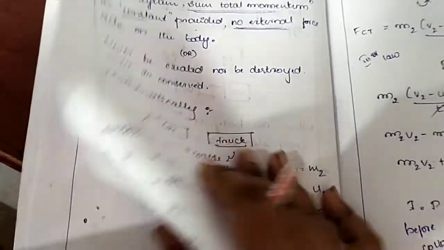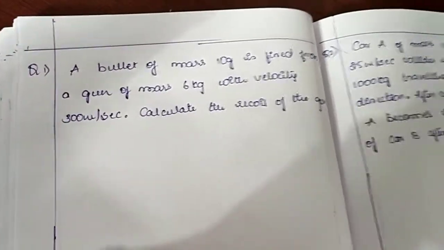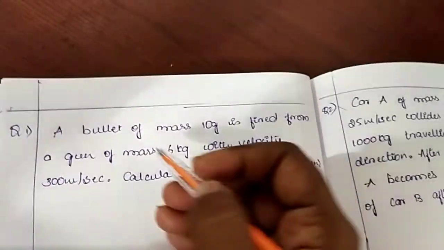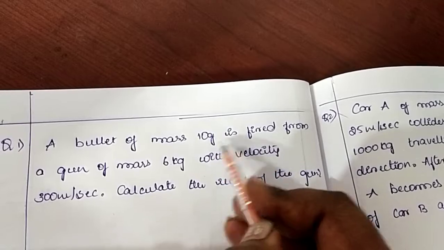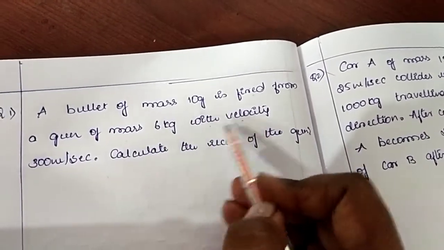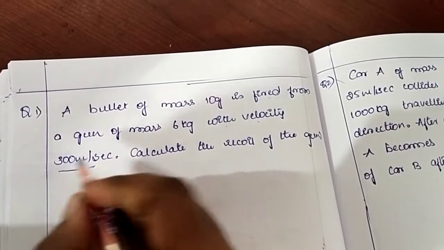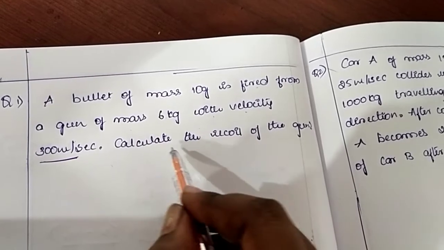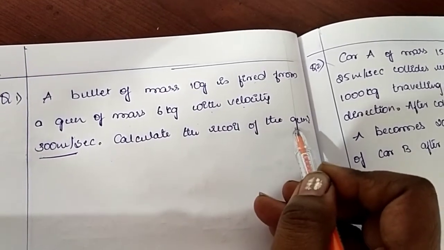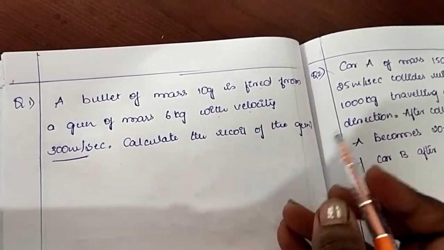And let us solve some problems based on this. Let us take one problem. The first problem: a bullet of mass 10 gram is fired from a gun of mass 6 kg with velocity 300 meter per second. Calculate the recoil of the gun.